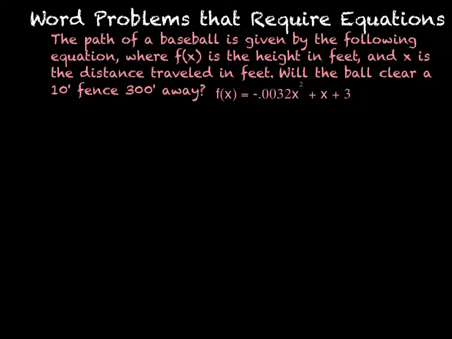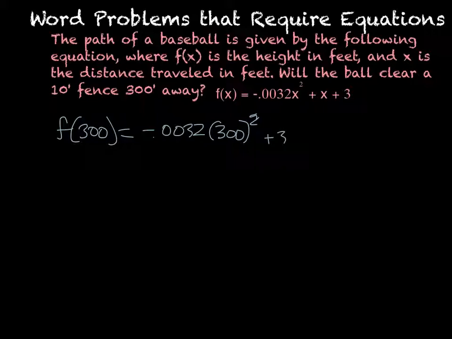So my equation is f of x equals negative 0.0032x squared plus x plus 3. So x is the distance away from the fence, or the distance that the ball is going to travel. So what we're going to do is find f of 300 and put it in for x. So that would be negative 0.0032 times my x, which is 300, because we want to know how high it's going to be at 300 feet, squared, plus 300 plus 3.